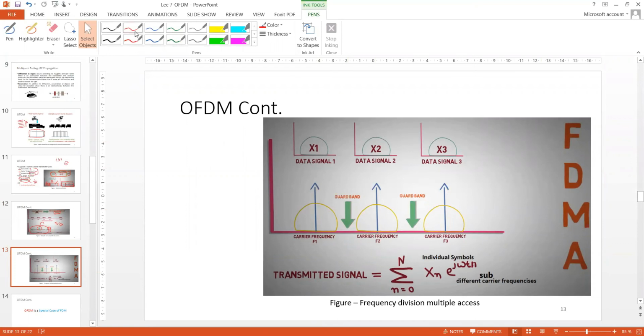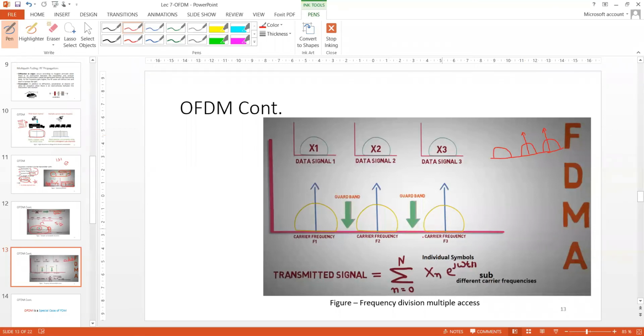So what happens in frequency division multiplexing, or frequency division multiple access? In this case, your entire channel is divided into multiple channels or sub-channels. Then each and every user is given a particular carrier, commonly referred to as a subcarrier, and that carrier is used by the user to transmit his or her information over the channel.